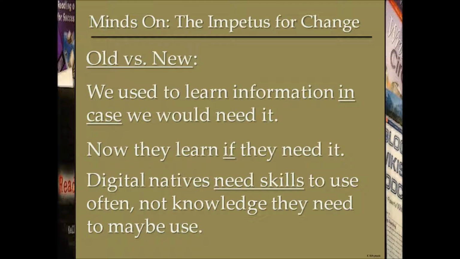if it had a book on that topic. Now students learn if they need it. There's so much out there at their fingertips. They can't learn everything in case they need it. So it's at their fingertips, and they learn it if they need it. If I need it, I'm going to learn it today. If I don't need it, I don't want to learn it. Digital natives need skills to use often. They don't need the knowledge. They need the skills. When I want to learn this, what skills do I have to have to access that knowledge?